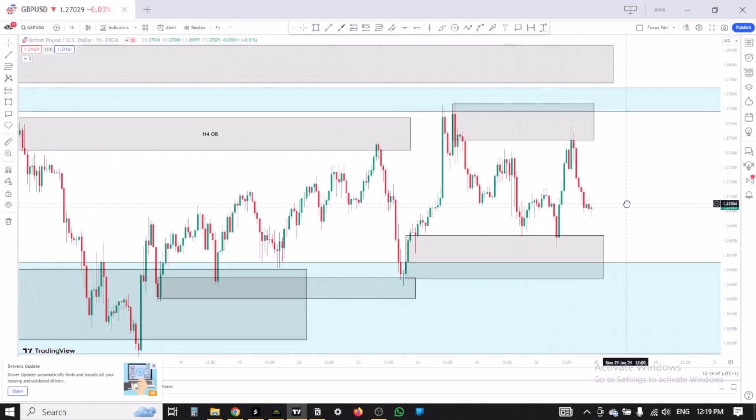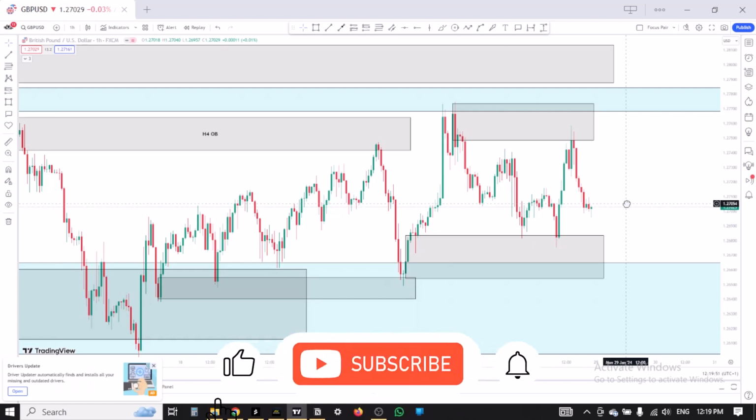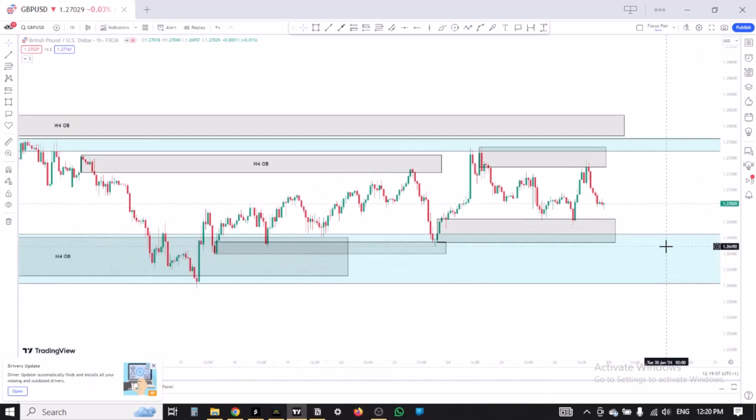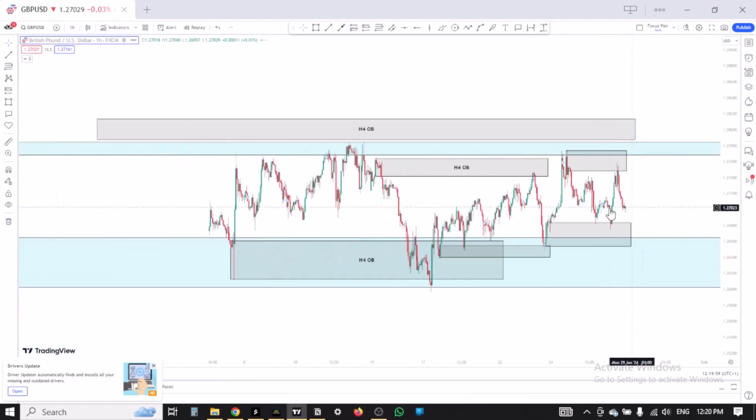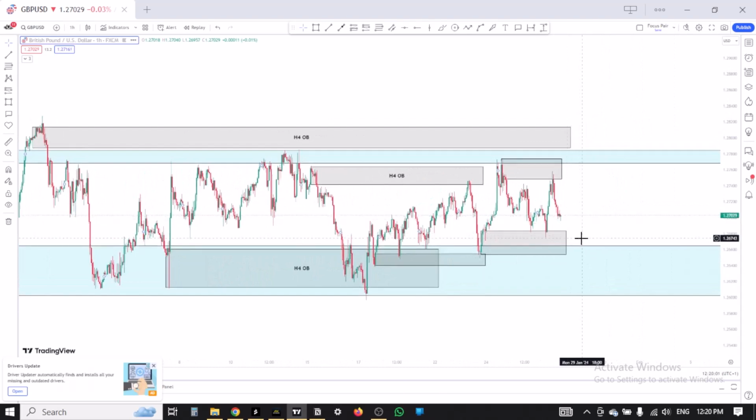This is what happened over the week. When the market is ranging, I don't like it. I don't really like it, but it is what it is. Just have to take what the market gives us. So that is what really happened throughout that week.